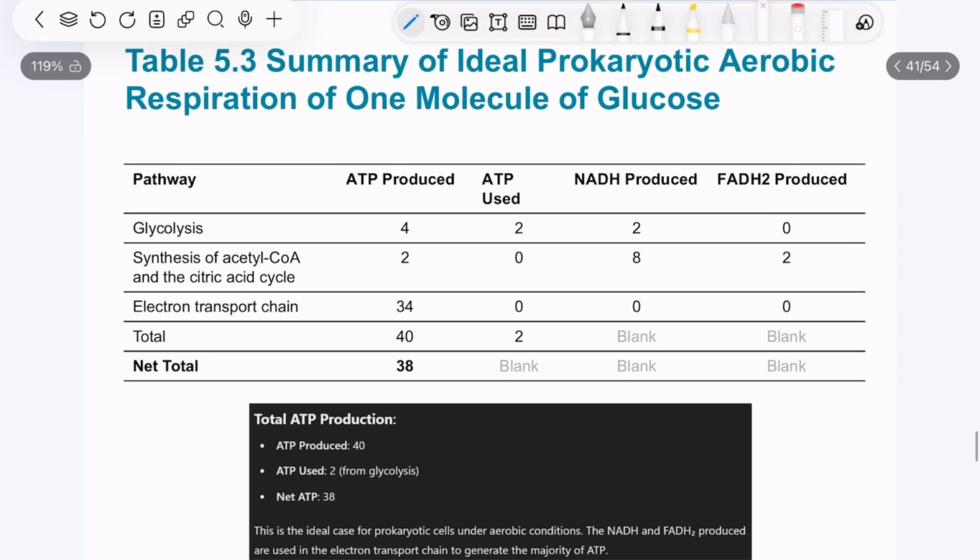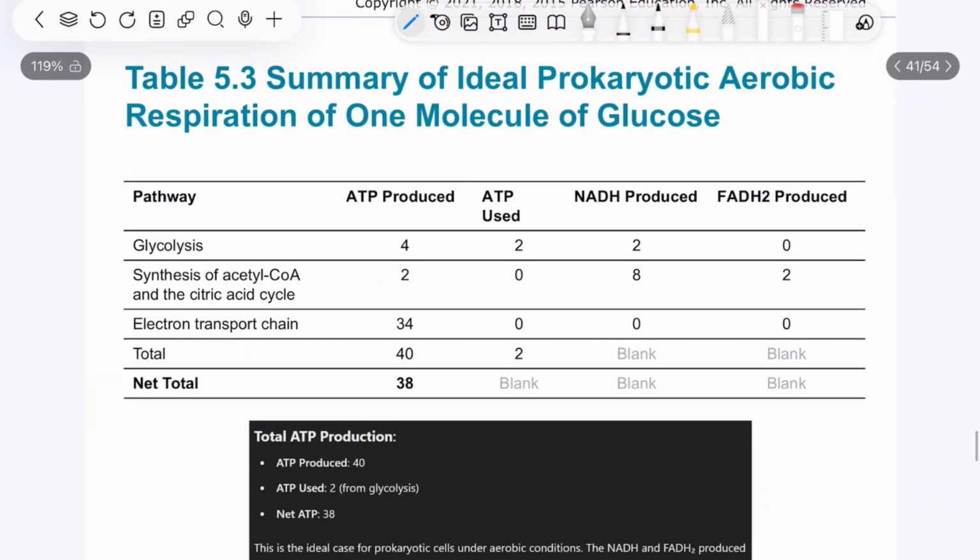So here's the summary of an ideal prokaryotic aerobic respiration of one molecule of glucose. Although there are 40 ATP produced in here, 2 of them were used from glycolysis. Now, if you recall, we invested 2 ATPs to make a net gain of 2 more ATPs. So if you add up every pathway, we get 38 in total as our net gain. We also get the NADH. 10 were produced, and only 2 FADH2 were produced.